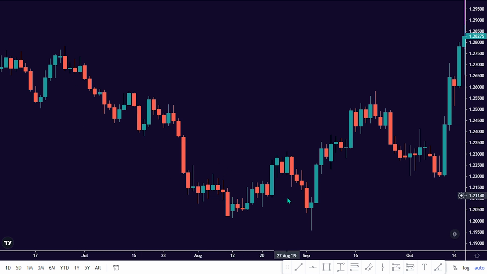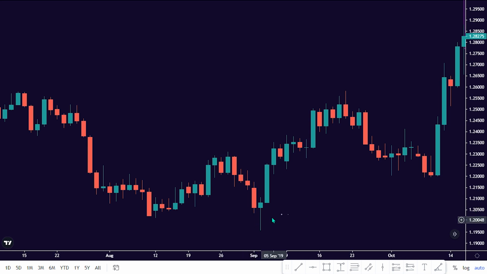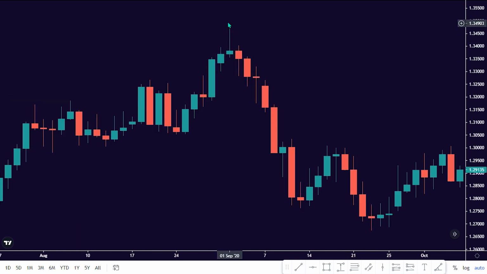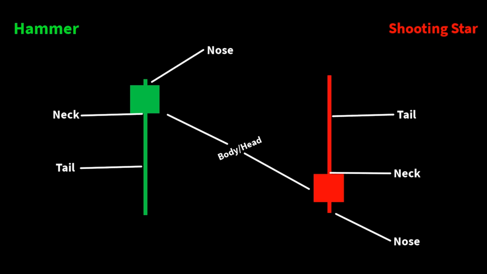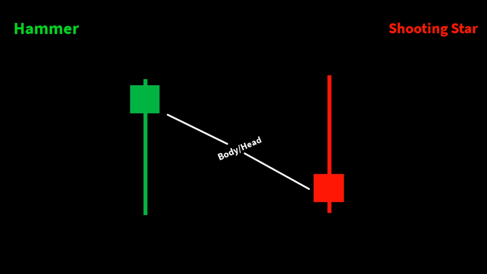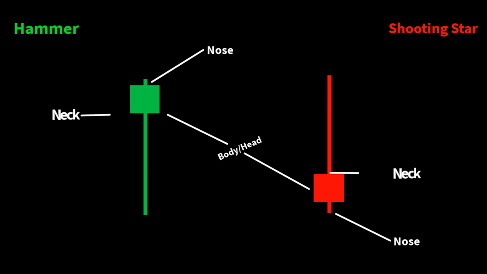The next single Japanese candlestick on the list is the hammer. It can also be called the bullish pin bar. The bearish formation is called the shooting star or the bearish pin bar. As we can see, here's the anatomy of this Japanese candlestick. The body or the head. The nose. Sometimes there may be an absence of a nose. Here's the neck. And here's the tail.